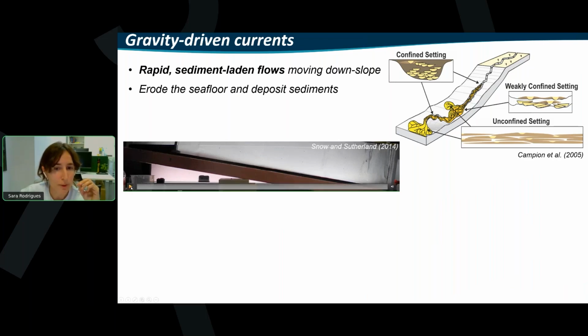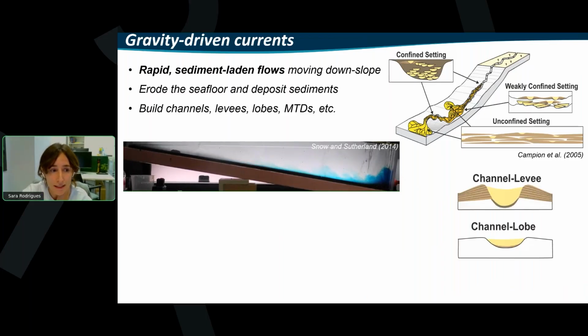For example, in this experiment done by Snow and Sutherland, we have a representation of such a flow. And you can see here that this turbidity flow in particular is hyperpycnal because it's much denser. It flows down along the slope, and you can even see the shape of the main body, the head, and the turbulent clouds and the billows that it forms. So this is a much quicker, much faster process than the bottom currents that we saw previously.